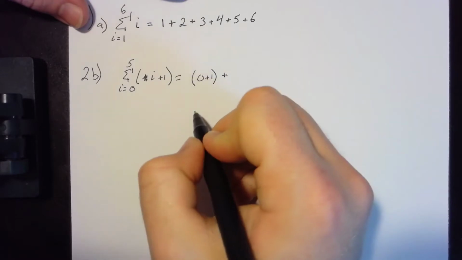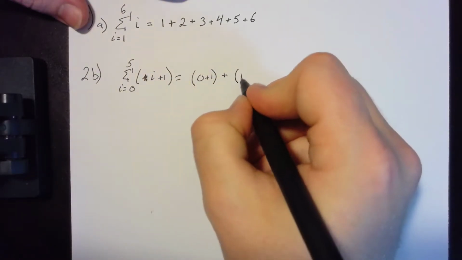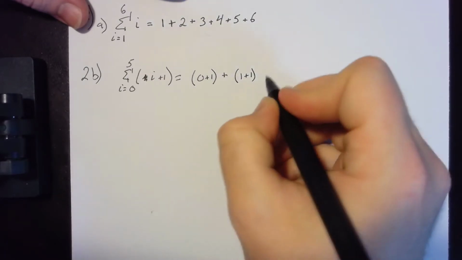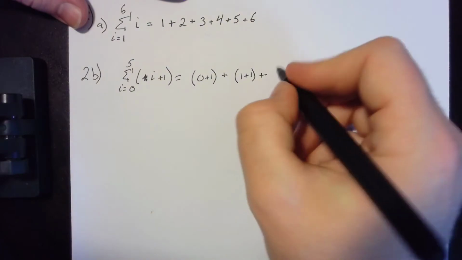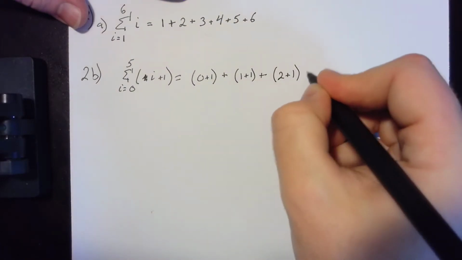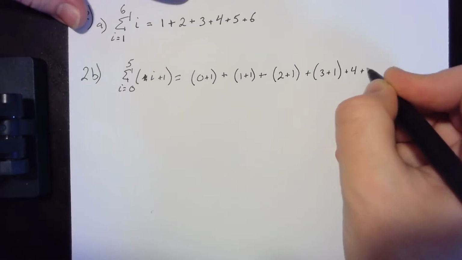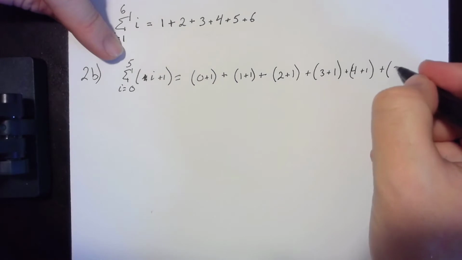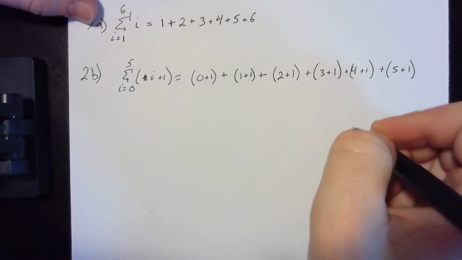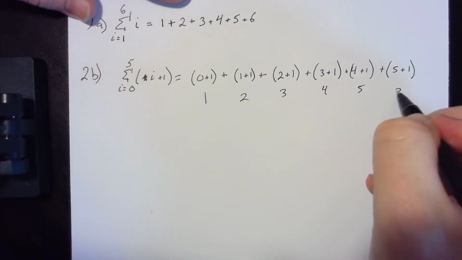I'm going to add to that when I plug in 1. Now when I plug in 1 to this function, I get 1 plus 1, which is 2, I know, but I'm going to write it as 1 plus 1. And then plus, I'm going to plug in 2, because I plugged in 0, I plugged in 1, I'm going to plug in 2 next. Then 3. Then 4. Until I get to, one more time, the last value here, which is 5. You'll notice at this point that I get 1 plus 2 plus 3 plus 4 plus 5 plus 6.